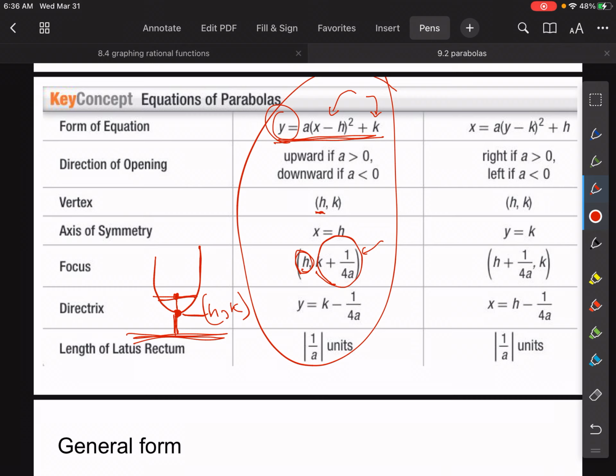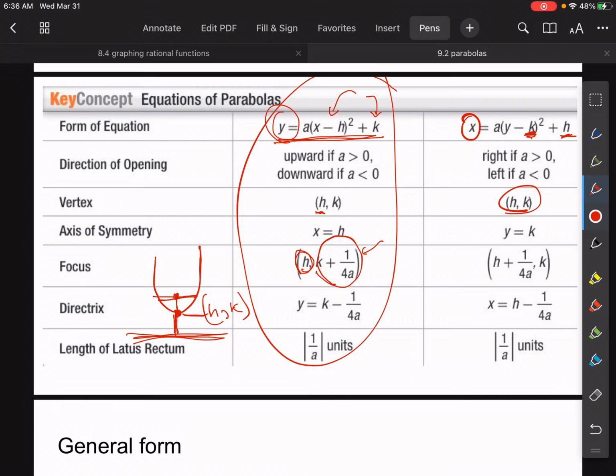Okay, it's the exact same thing for parabolas that open left and right, except for now we have an x equals, so all the x and the y swap. The vertex is still at h comma k, but notice that k is now inside of the function and h is on the outside. Okay, so it's like swapping x for y.